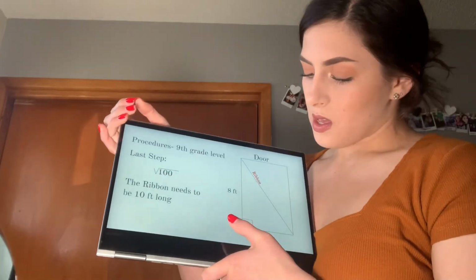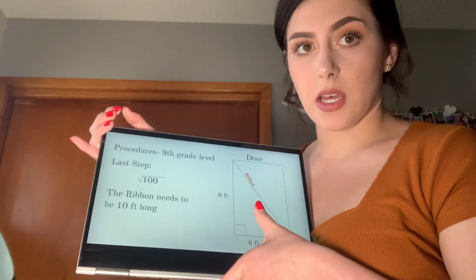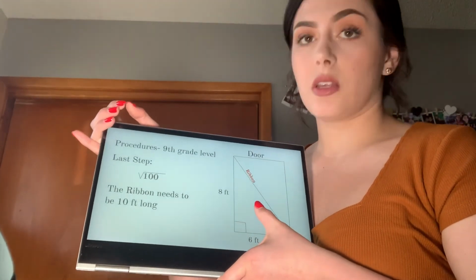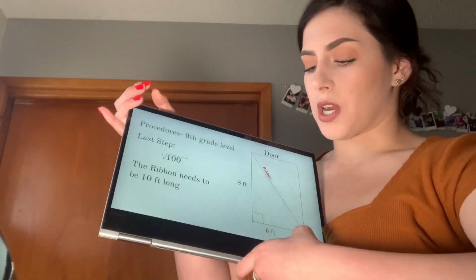Right? And then in the model, I made sure to make a right angle so they can see how the ribbon is the hypotenuse and how the ribbon is the missing length we need to find, because I know that is important, and the right triangle needs to be identified.